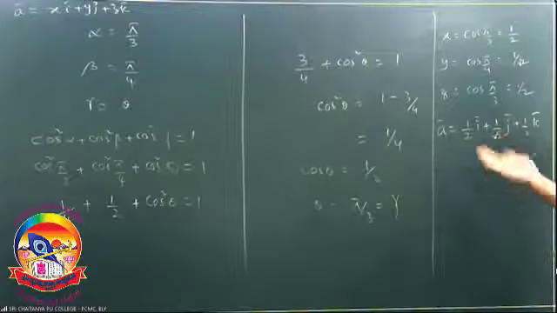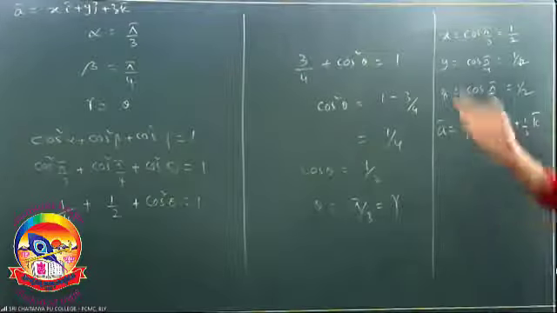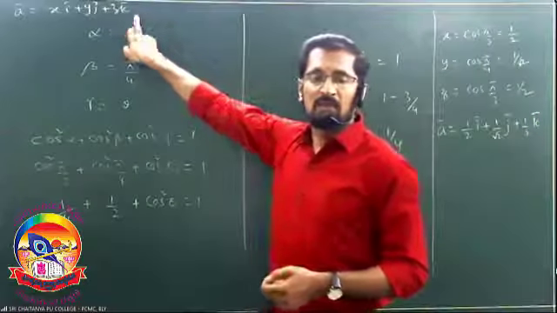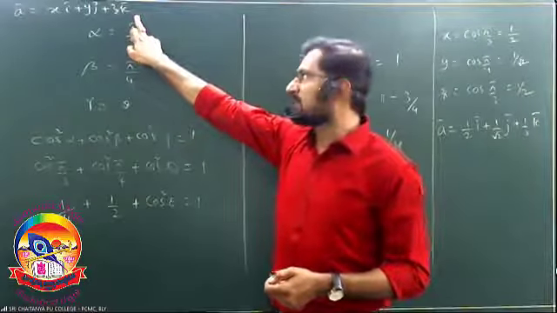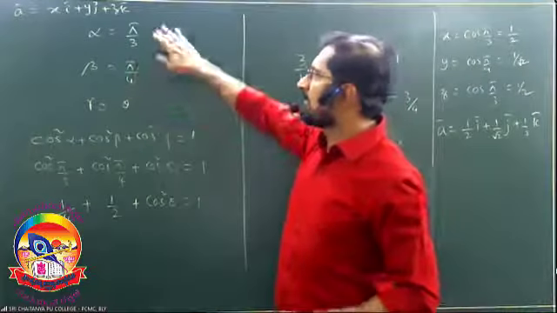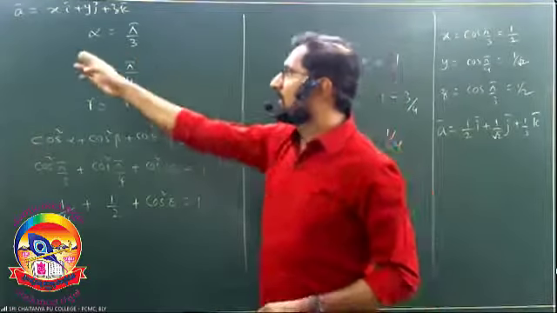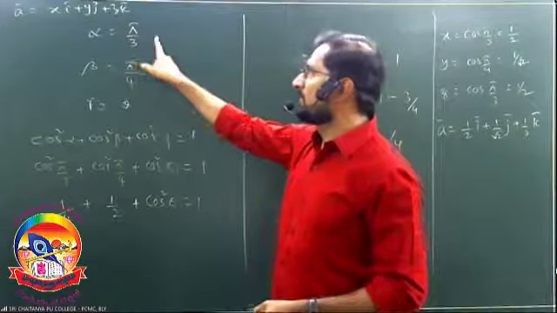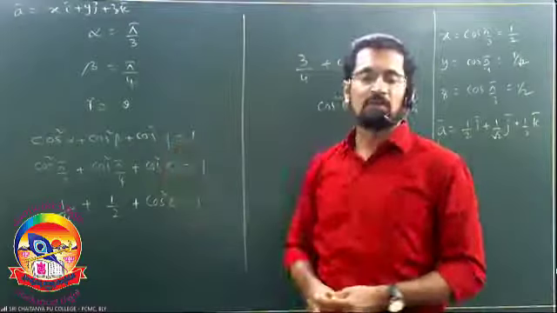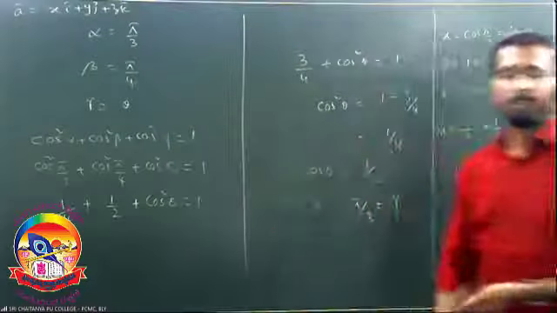Therefore, A bar is equal to xi plus yj plus zk, which we have considered. See here, you should consider A bar is equal to xi plus yj plus zk. You copy this one, and you don't write this straight away. You can write alpha is equal to pi by 3, comma, beta is equal to pi by 4, comma, gamma is equal to theta. Copy this.